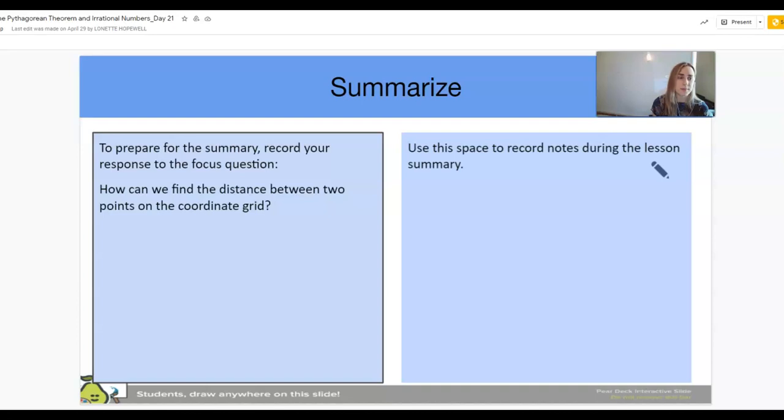And then, as always, you can use the space on the right to record your notes from the lesson summary. In your next lesson, we're going to work with figures on the coordinate plane and determining their perimeter by finding the length of the sides.